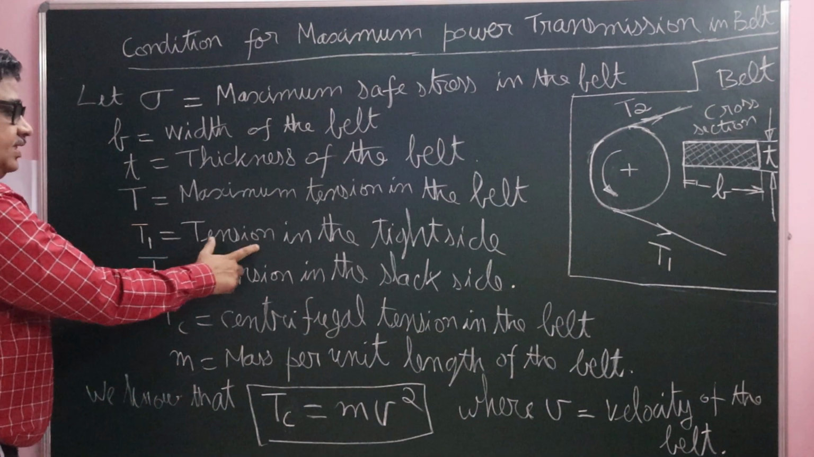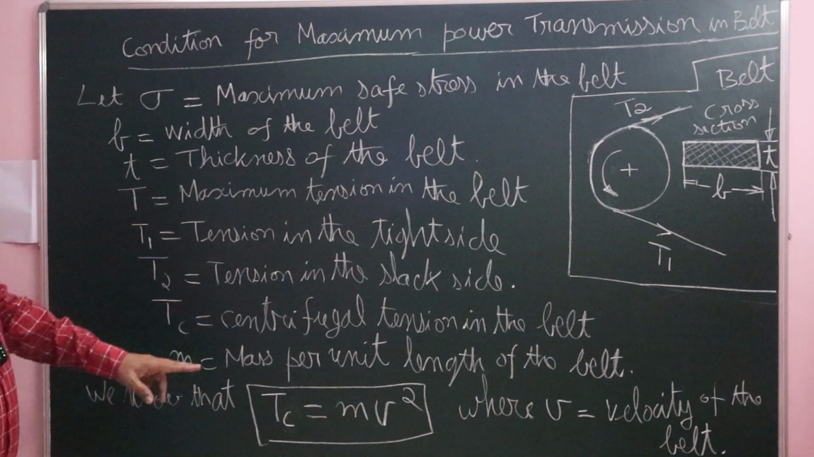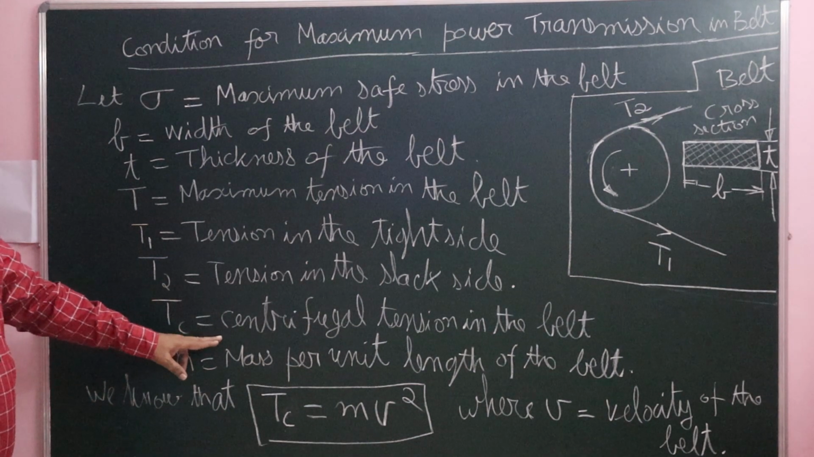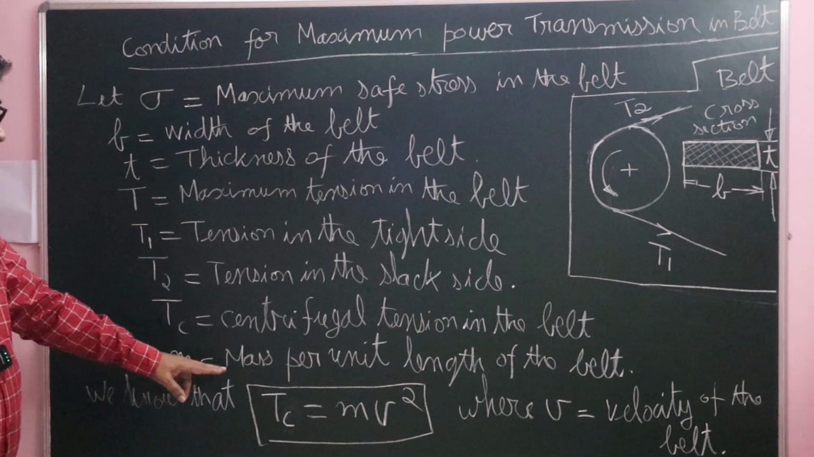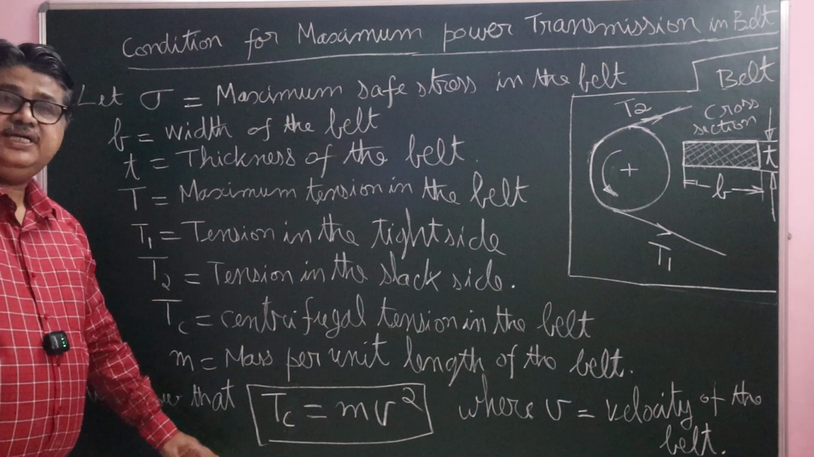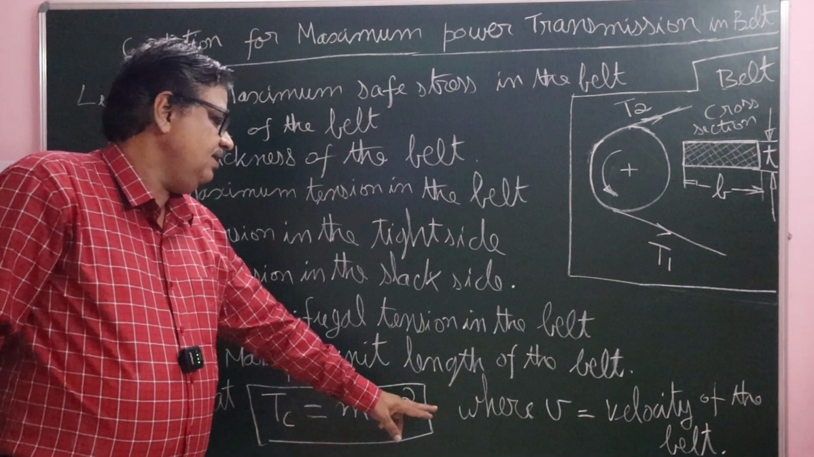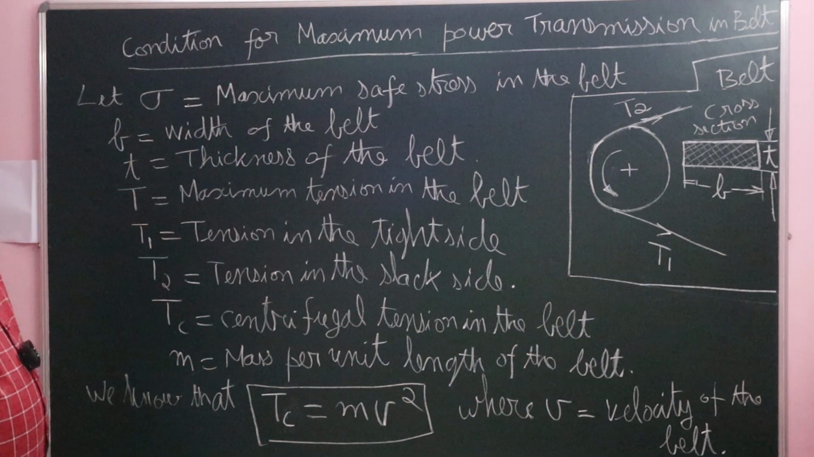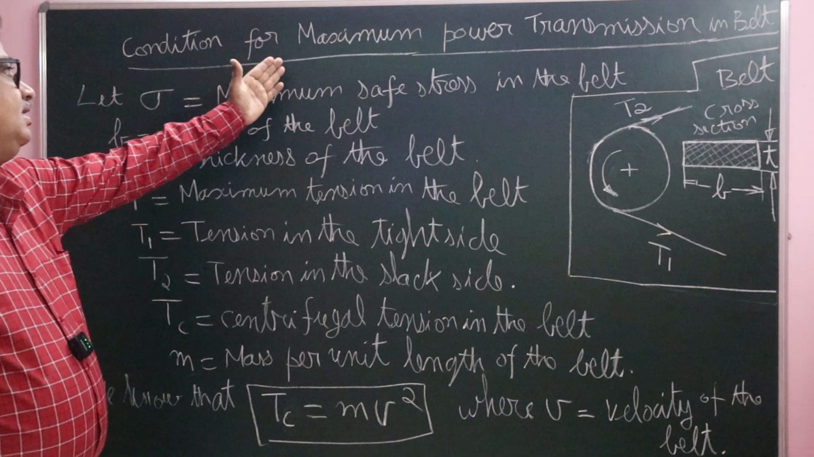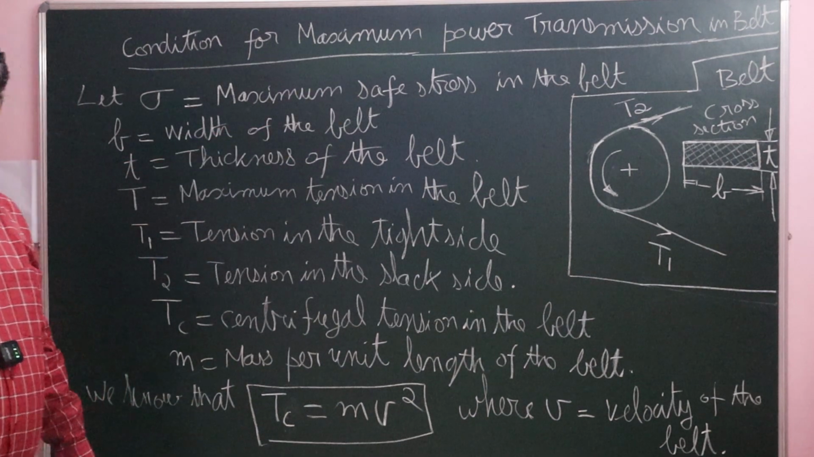T1 equals the tension in the tight side of the belt. T2 is the tension in the slack side of the belt. Already we have derived Tc, the centrifugal tension in the belt. m is equal to the mass per unit length of the belt. We know that centrifugal tension Tc is equal to m v square, where v is the linear velocity of the belt. We are going to find the condition for maximum power transmission in the belt.